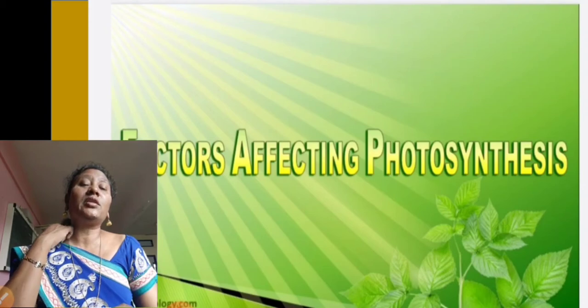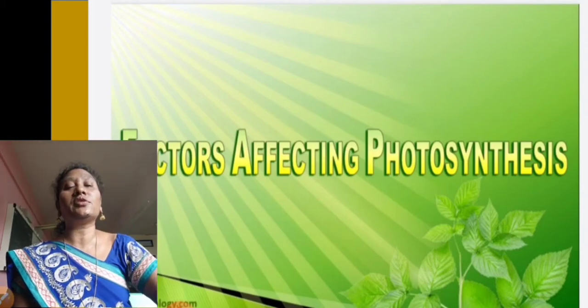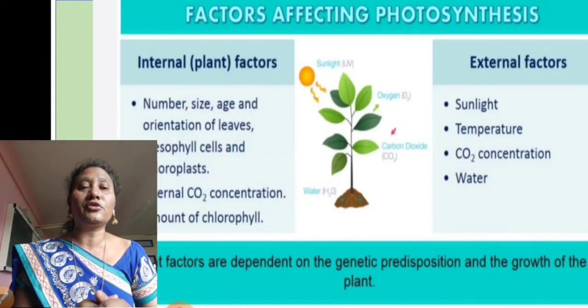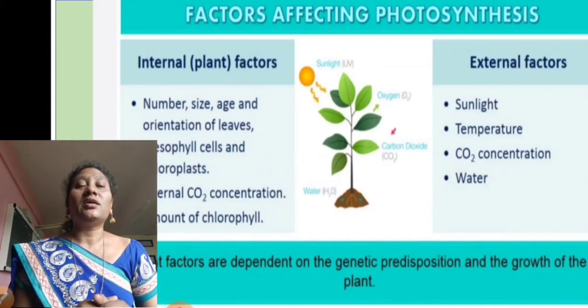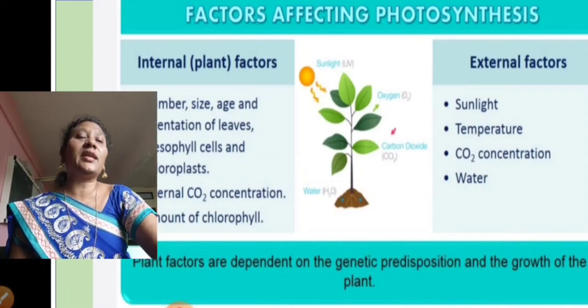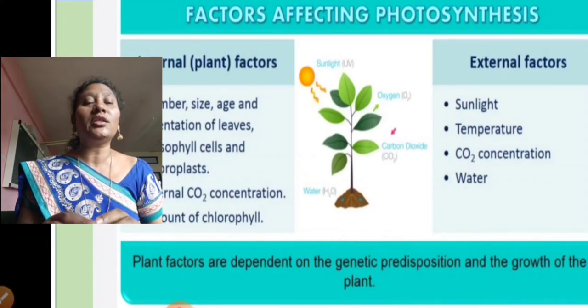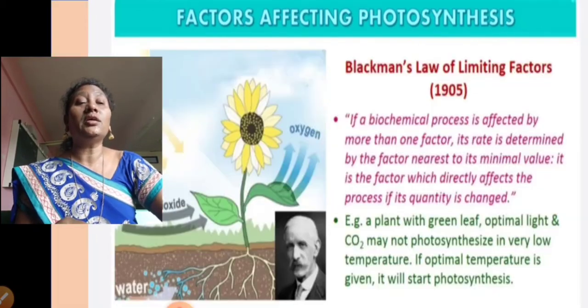Up to now we discussed how the process of photosynthesis takes place. Now we will discuss the factors affecting photosynthesis. The internal plant factors are the size, age and orientation of leaves, mesophyll cells, chloroplast, and carbon dioxide concentration. The external factors are sunlight, temperature, carbon dioxide concentration and water. Plant factors depend on genetic predisposition and the growth of the plants. These factors depend on the organs.